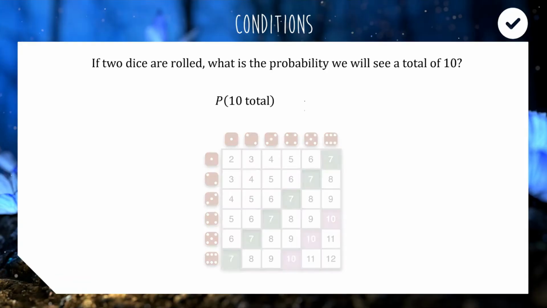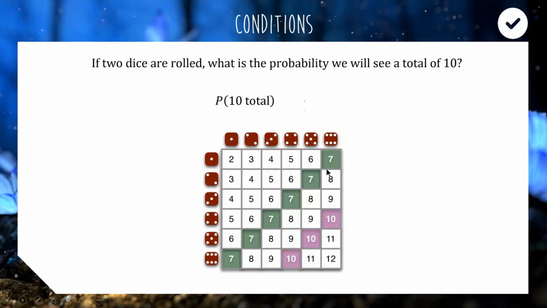Let's look at that grid of dice rolls again. We can see out of our 36 options, getting a 10 total is 1, 2, 3 options. So we can get 6 and 4, 5 and 5, or 4 and 6. So the probability of rolling a 10 is going to be 3 out of 36, which we can simplify to 1 out of 12. Okay.